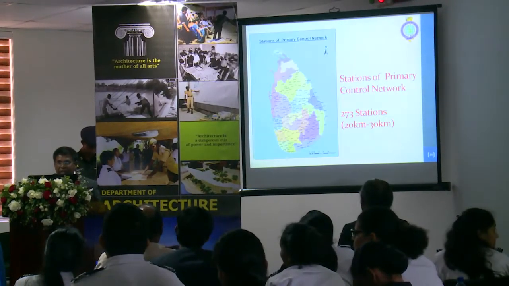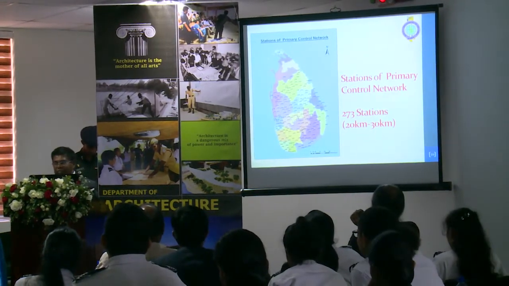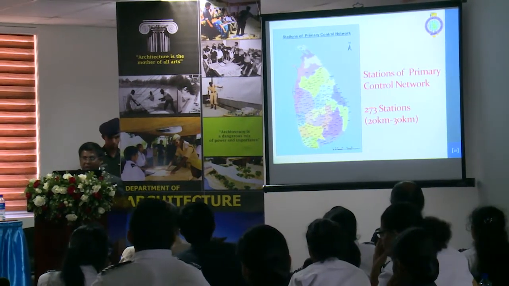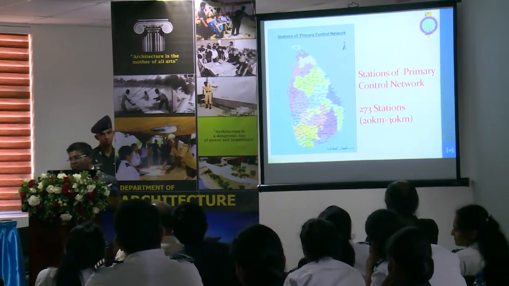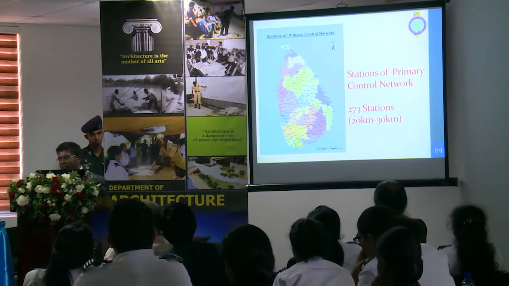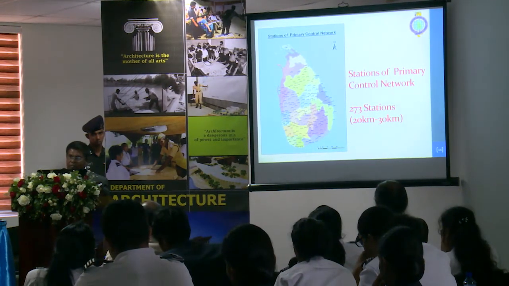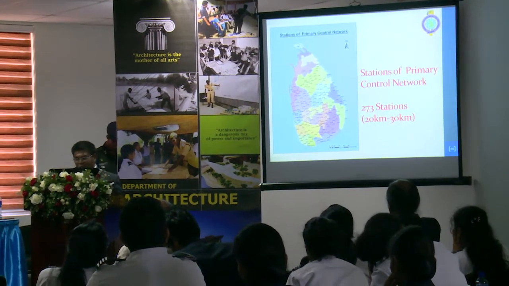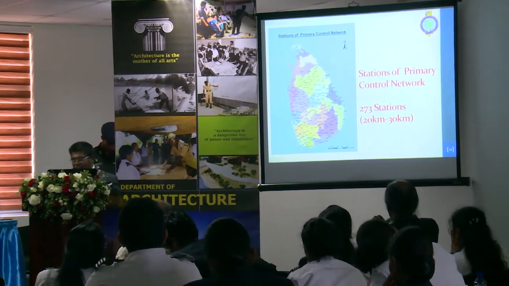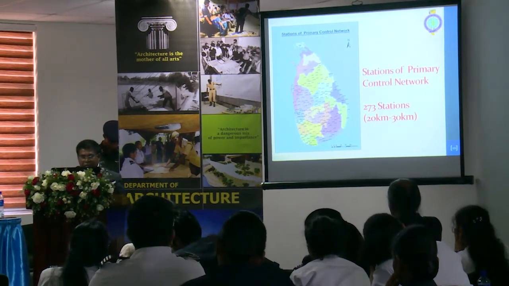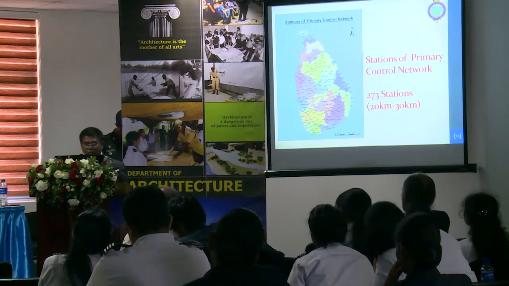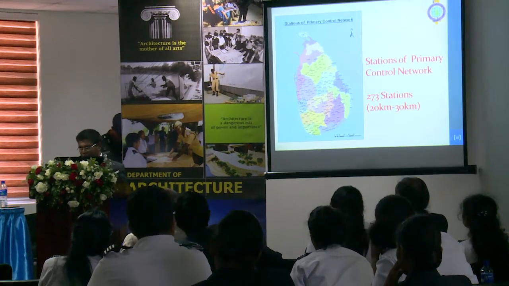At the same time, we established the primary control network. During that period, we could not establish the points in the northern part of the country. Only one point was established in Jaffna. With this network, altogether 273 points were there.